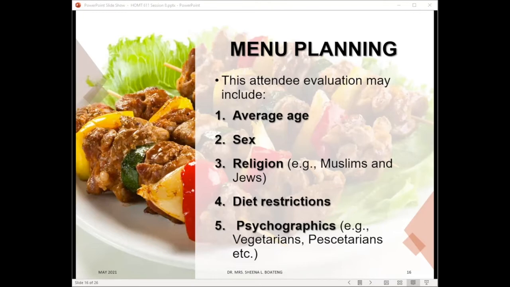Then we also have people who, based on their lifestyle and attitudes, have adopted a certain approach to eating. For instance, we are seeing the onset of a lot of different kinds of people in terms of eating based on their psychographics. Like we have the vegetarians who, based on their lifestyles and their attitudes and perceptions about the world, do not consume any meat products. So if you are having an event and you know there will be vegetarians there, there should be a menu that has been created specifically for the vegetarians.